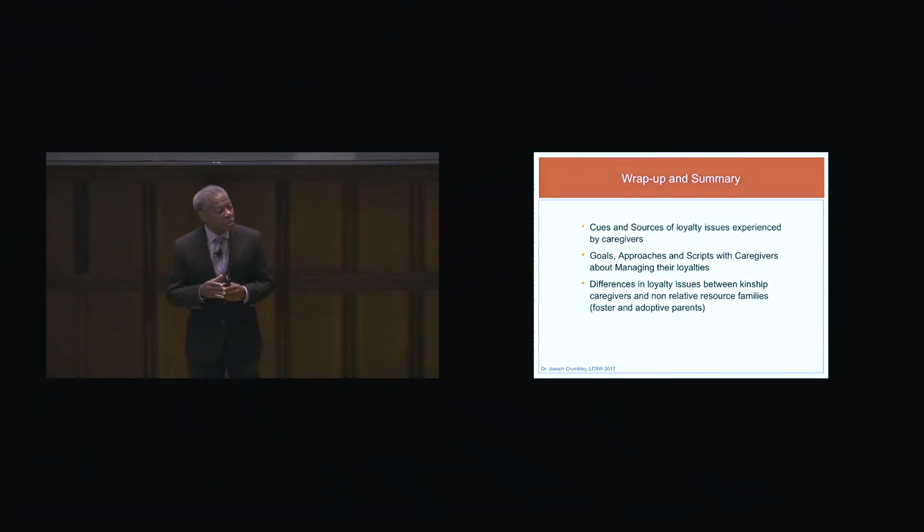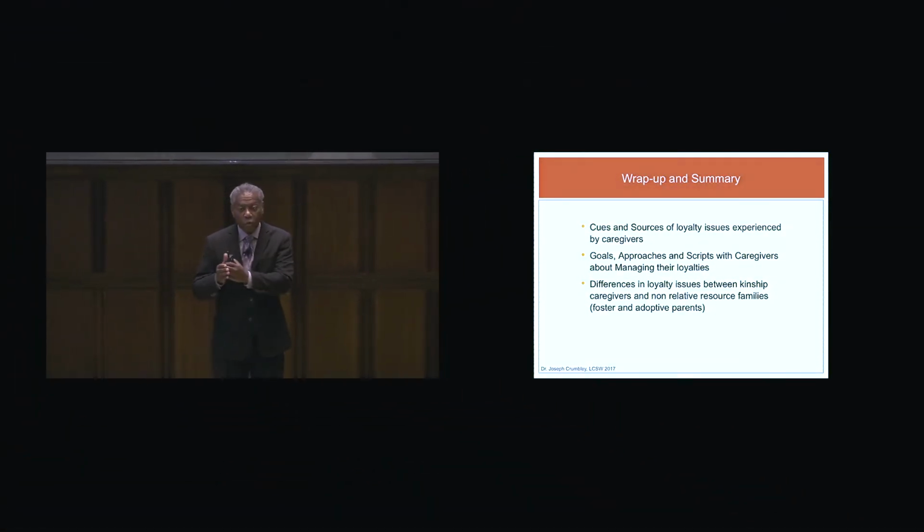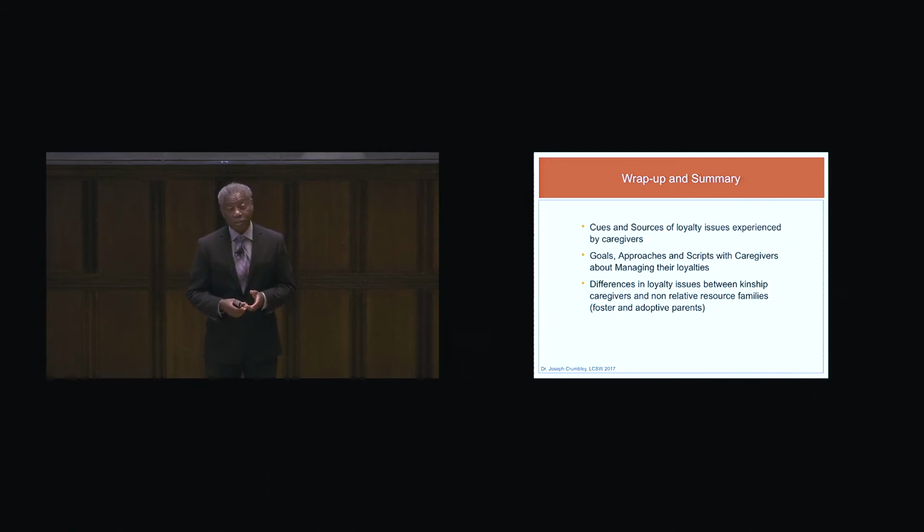Hello, welcome back. What I would like to do now is summarize the training in the videotape by starting with what are the cues and sources of loyalty issues for relative caregivers. I think it's important to understand that loyalty issues can go along a continuum for relative caregivers. They can experience dual loyalties, split loyalties, and betrayal. So they can experience that continuum at any time.